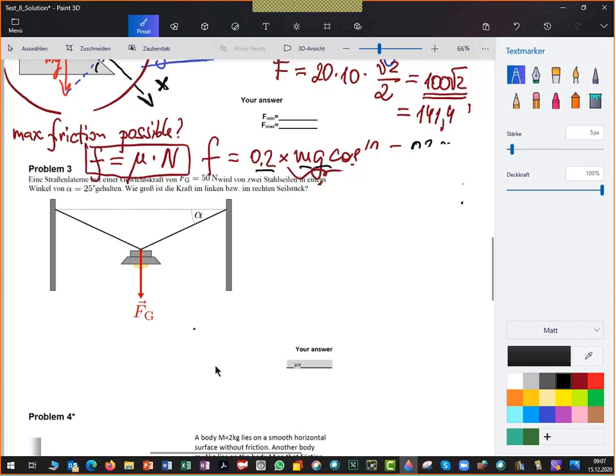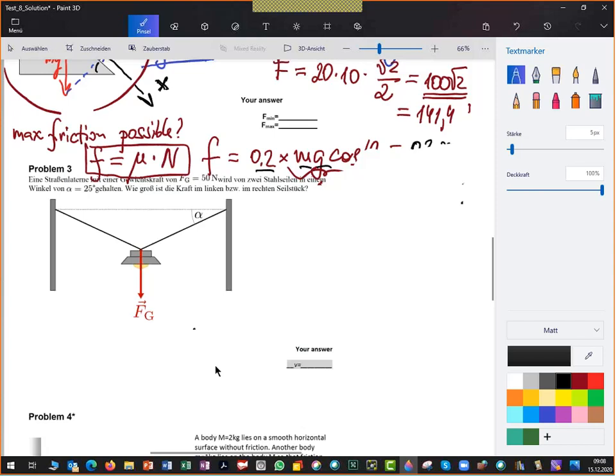Let us check the task and solution together. It was made totally in German, and I hope you could understand it completely. Let us check it. Eine Straßenlaterne mit einer Gewichtskraft von 50 Newton wird von 2 Seilstücken in einem Winkel von Alpha gleich 25 Grad gehalten. Wie groß ist die Kraft im linken bzw. im rechten Seilstück?